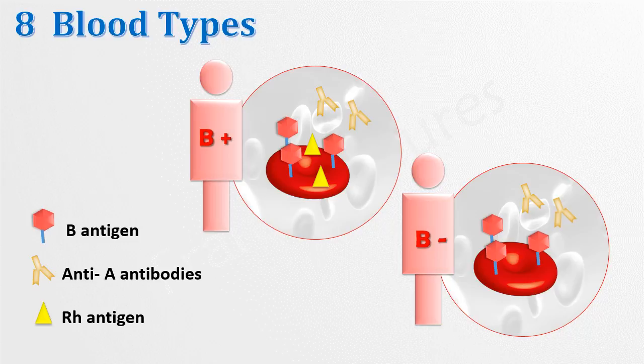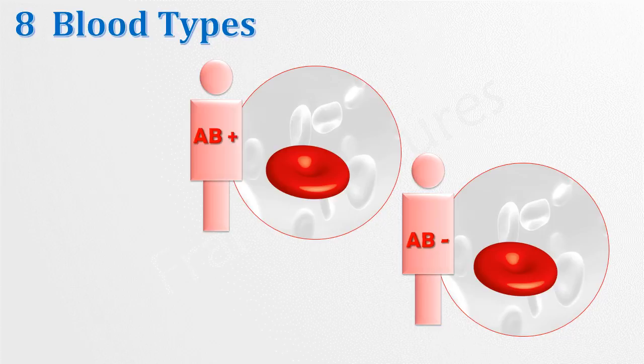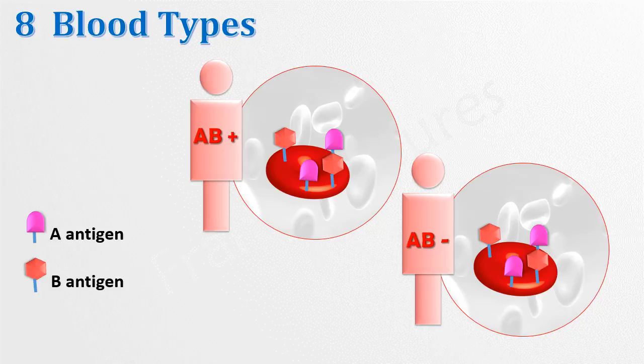Now let's look at AB positive and AB negative blood types. Here the antigens present on RBCs are both antigen A and antigen B. Since none of the antigens are missing, therefore no antibodies are found in the serum. Rh antigen is present in an AB positive individual and absent in an AB negative individual.